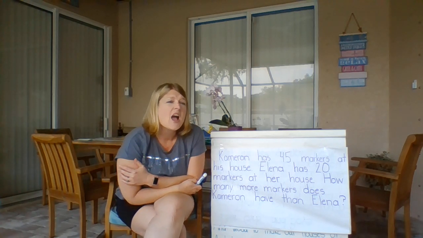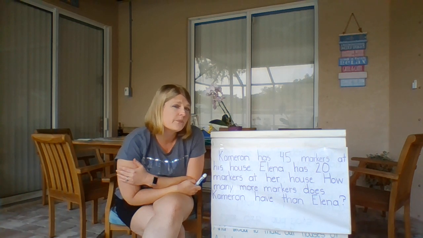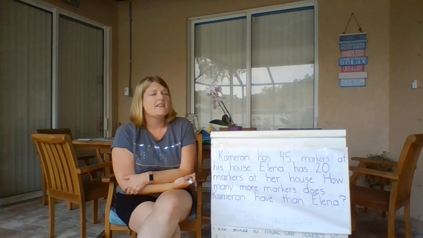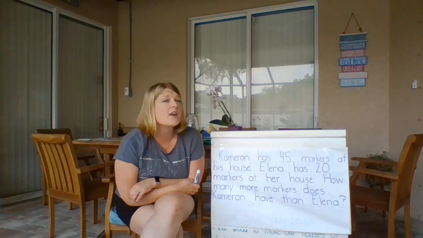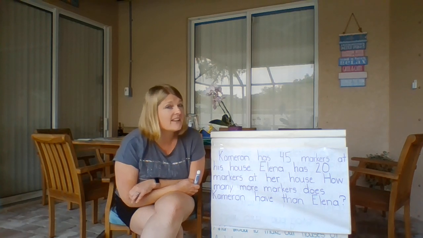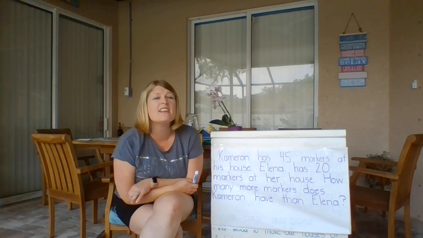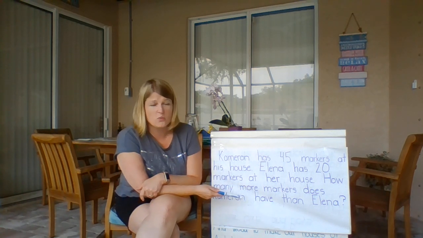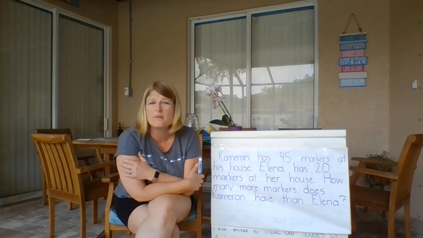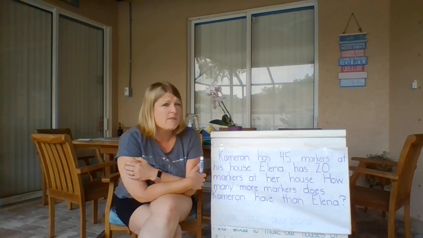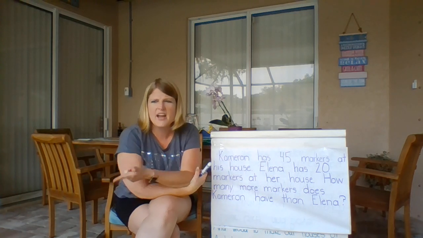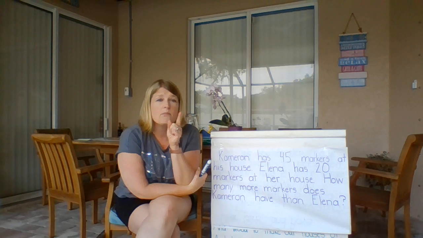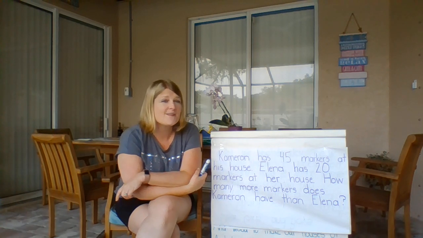Okay. What are you going to do to solve this problem? Think about it. Now I'm going to say we're not going to get away with just an equation for this one, most likely. Most likely we're going to have to make a picture, if not get 45 of something and 20 of something else to help us solve this problem and help us really think through it. We have to make it make sense. Remember, our question says, how many more does Cameron have than Elena has? Make it make sense. Do your very best work.